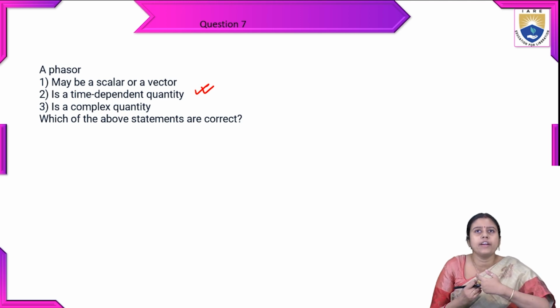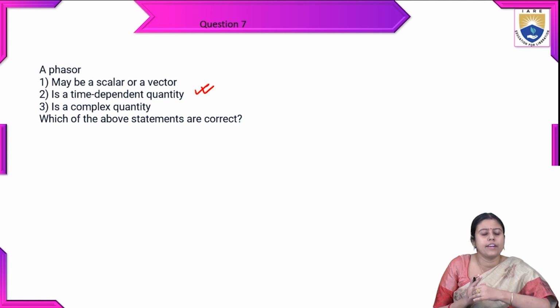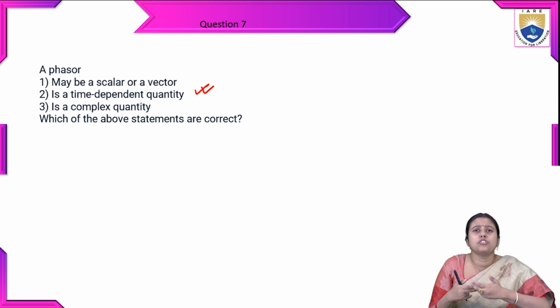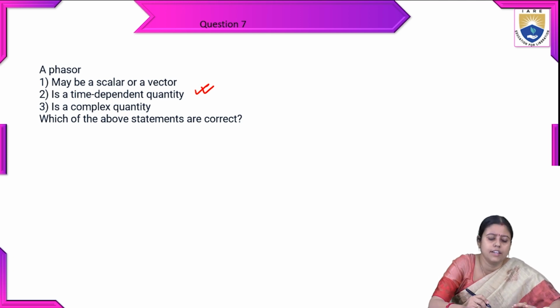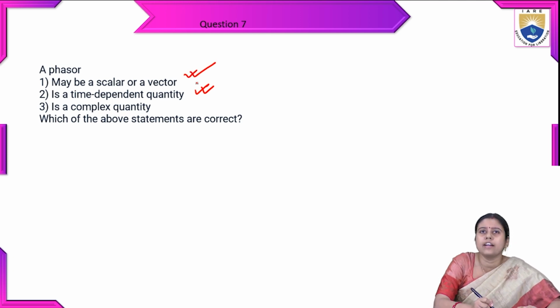What is the second point? It may be a scalar or vector. Yes, if we think about the sound wave, it is a scalar quantity, but we can draw the phasor diagram. Similarly, we can draw the phasor diagram of an EMF, which is a vector quantity. So it may be a scalar and vector.